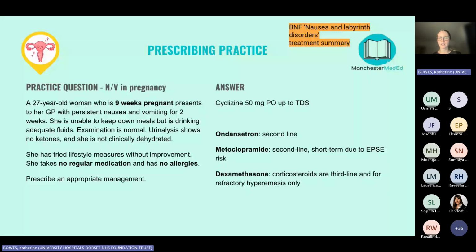So ondansetron second line, and there's the small risk of cleft lip and palate, metoclopramide, risk of EPSEs, and dexamethasone, that's way down the treatment algorithm, so third line, and for sort of refractory cases only. So let's move on. All right.